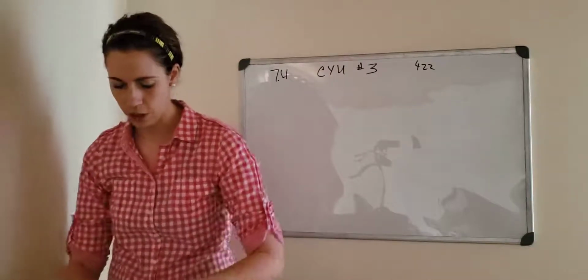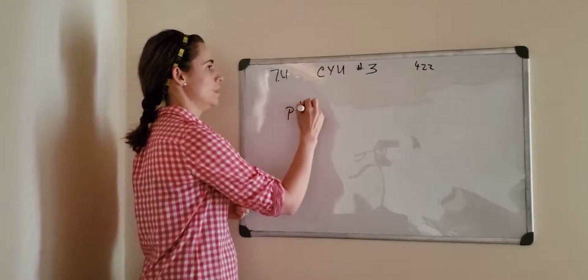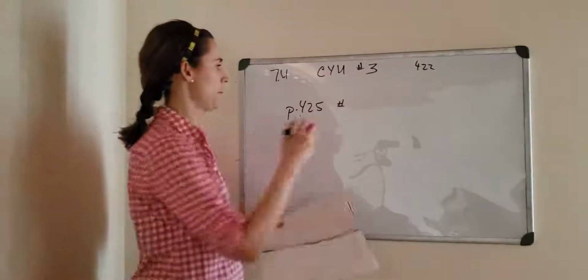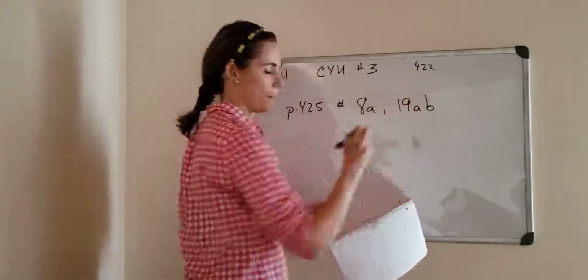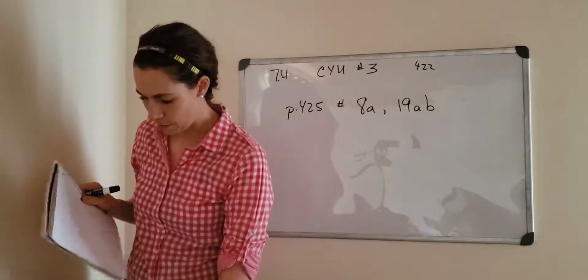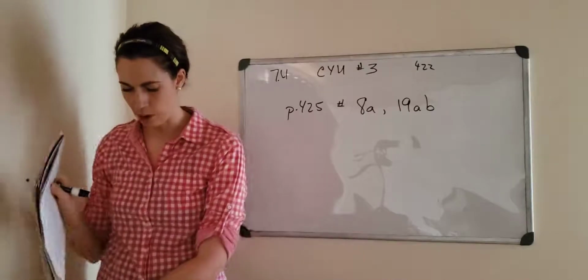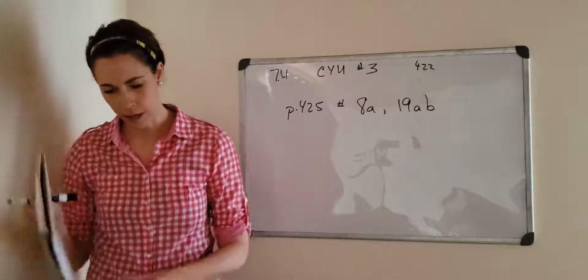And your assigned questions to work on today are on page 425, number 8A, and 19A and B. Let me just turn to those for a second and look at them. Number 8A, yeah, just do A. If you want to work it out, you can do B, but you don't have to. And number 19A and B.